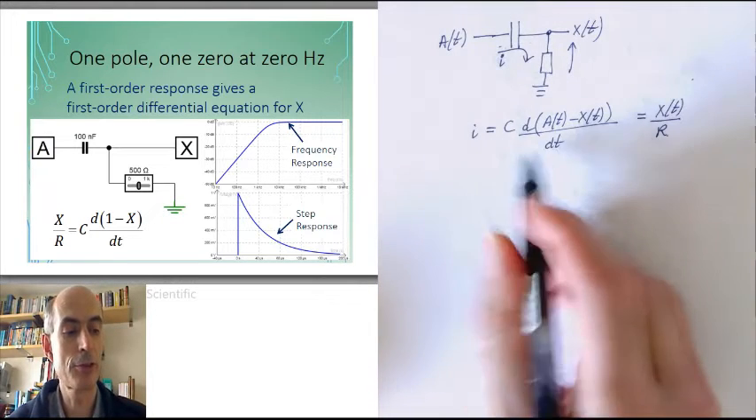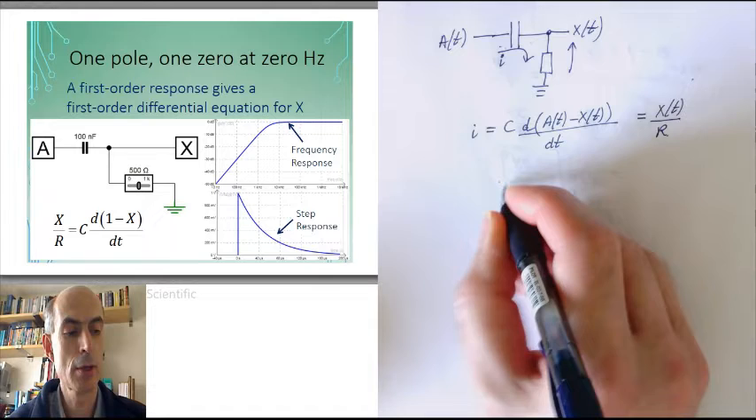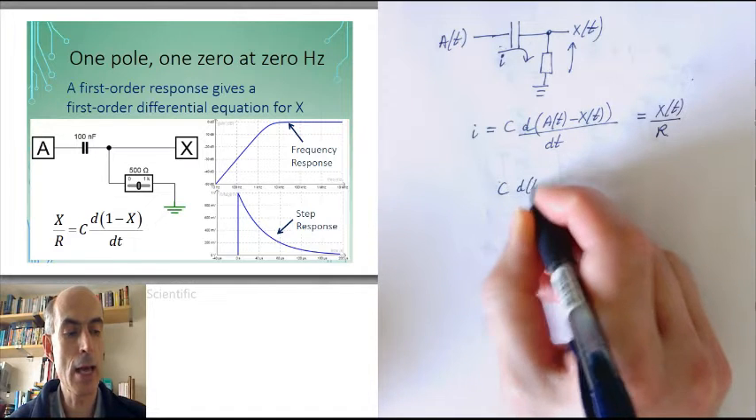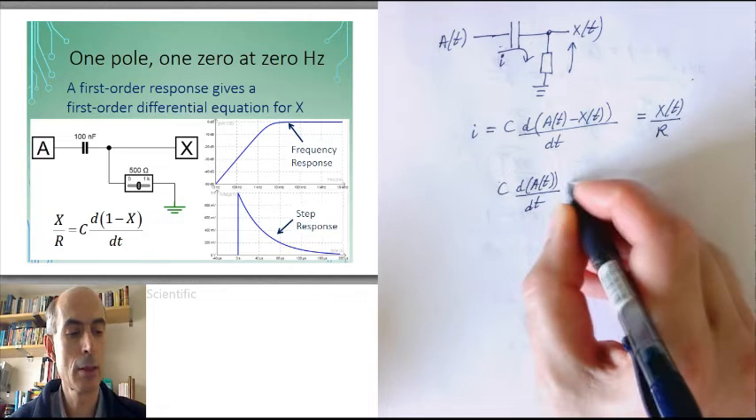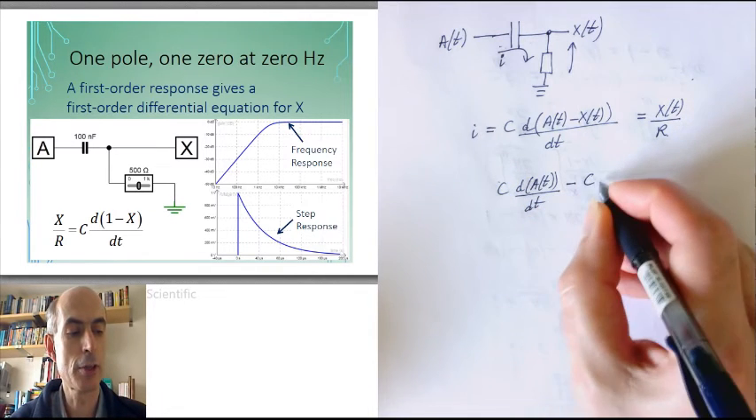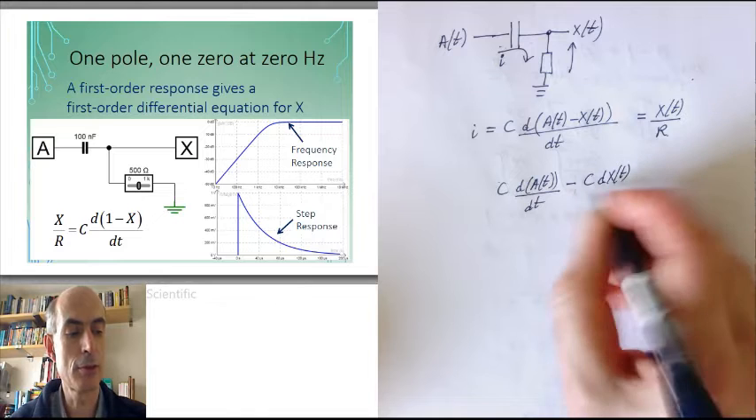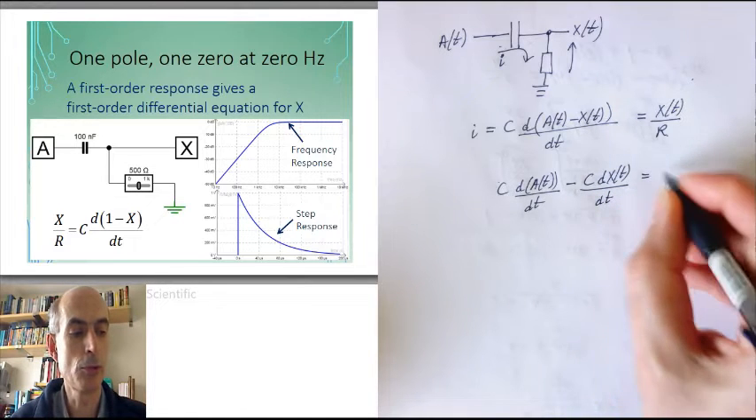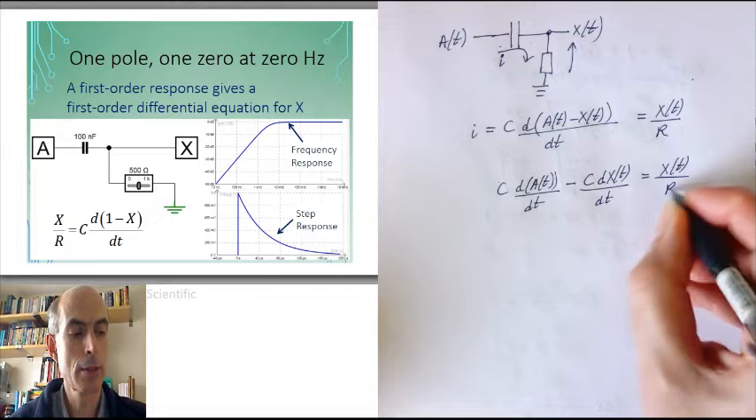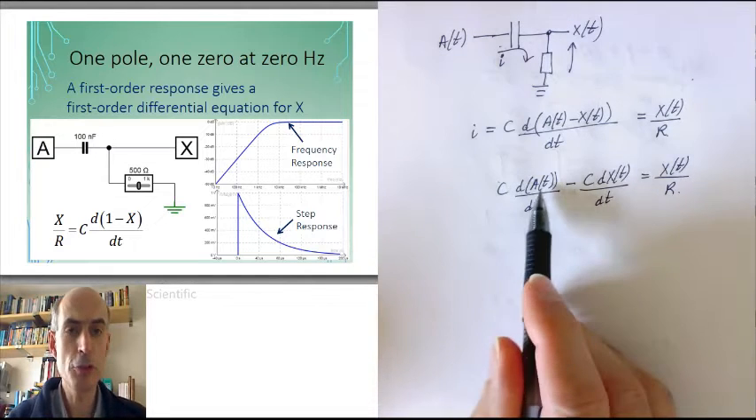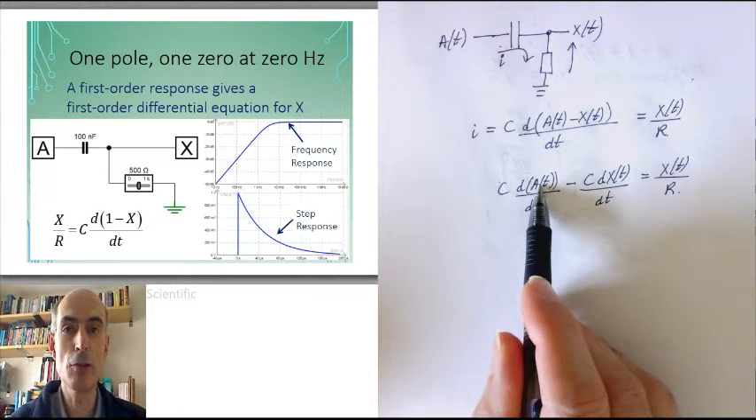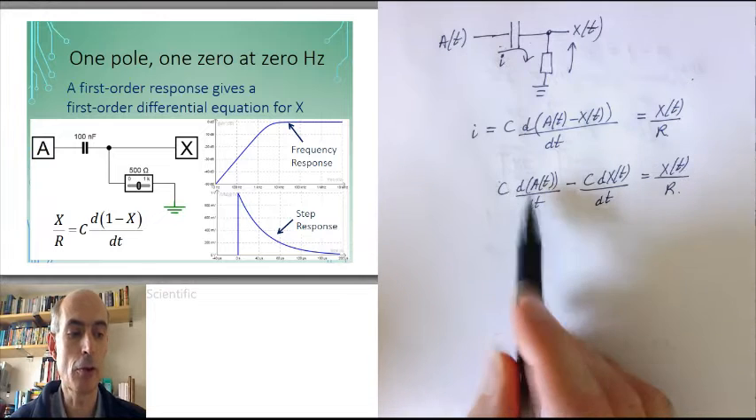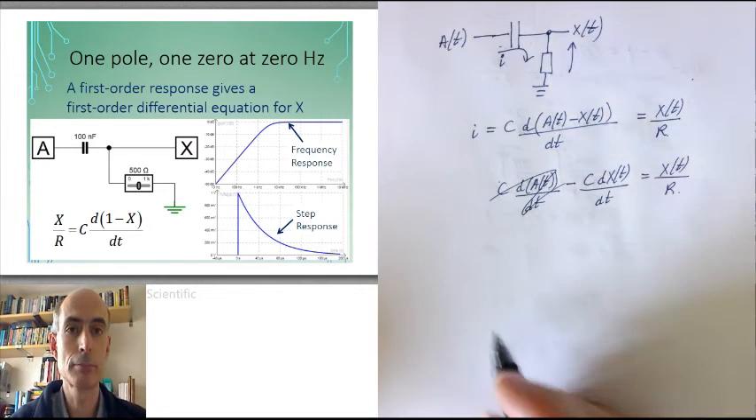If I separate these terms out, I would get C dA dt minus C times dx dt equals X of t over R. Now, for all times that we're interested in, A of t is a constant. It's just equal to 1. Therefore, the rate of change of A of t with time is 0, so I can neglect this term.